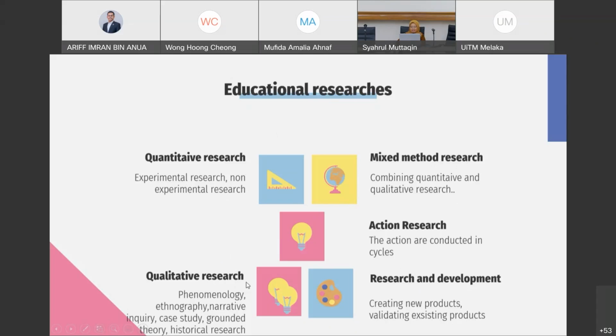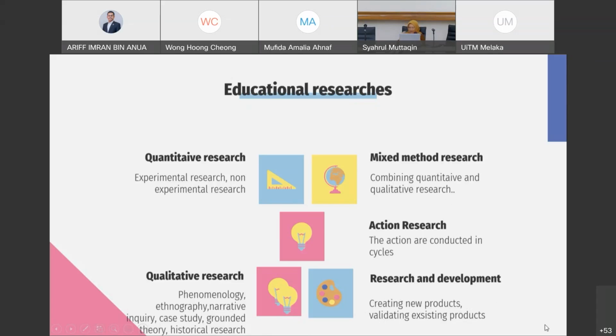For the qualitative research, it has a lot, since it has phenomenology, ethnography, narrative inquiry, case study, grounded theory, and also historical research. And then for mixed method, of course, it is combining quantitative and also qualitative. And then for action research, in short, the actions are conducted in cycles. And then for research and development, of course, it will create new products or validate existing products.